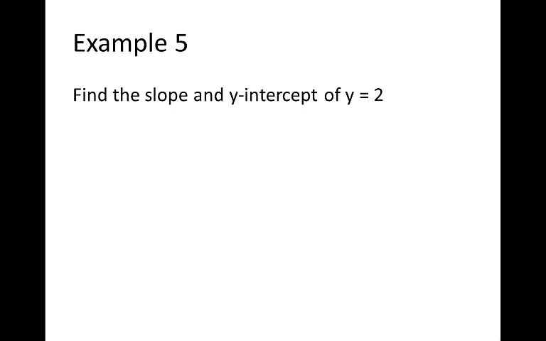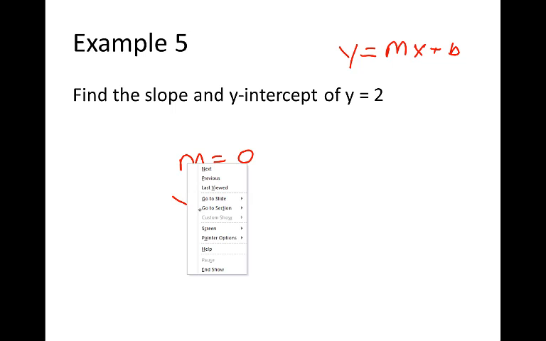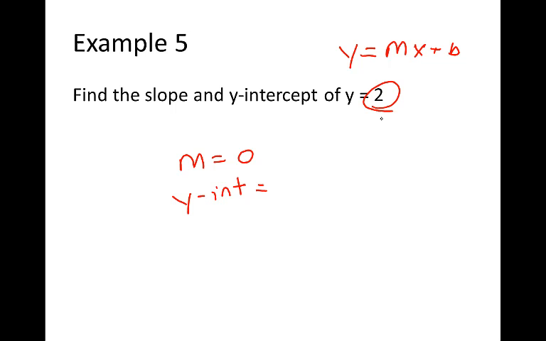Find the slope and y-intercept of y equals 2. Now this one's a little odd, isn't it? So my slope-intercept form is y equals mx plus b. So what's my slope here? We don't have an x term, so what does it have to be? Good. The slope is 0, because 0x would mean it wouldn't be there. And what's my y-intercept? It's b. That is the y-intercept at 2.